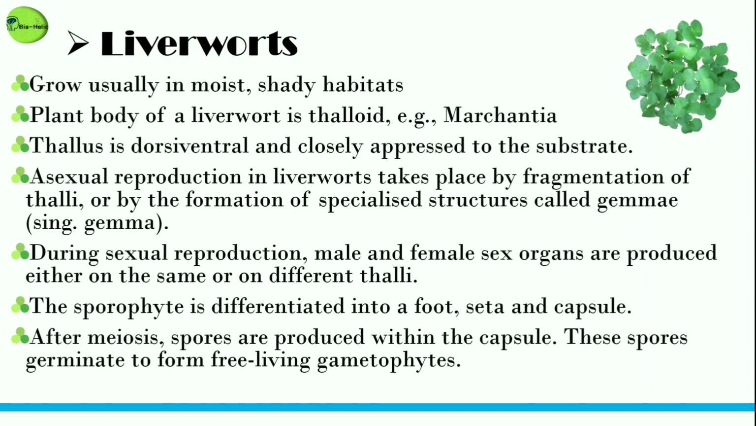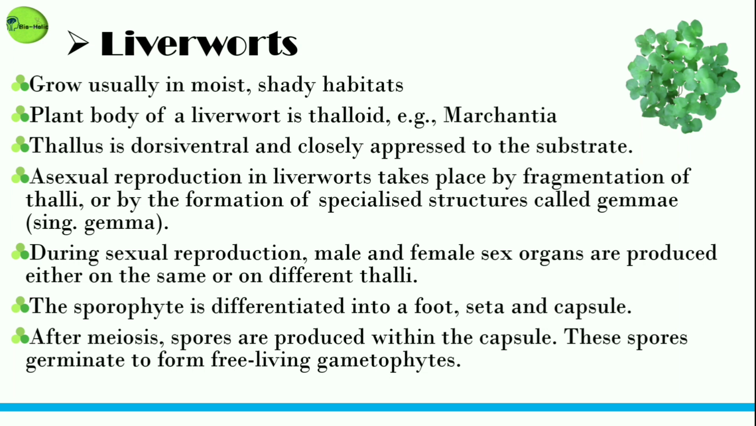So at first, the liverworts. The liverworts grow usually in moist or shady habitats like the banks of streams or marshy ground. Now the plant body of the liverwort is thalloid. The thallus is dorsoventral and closely appressed to the substrate. Asexual reproduction in liverworts takes place by fragmentation of the thalli or by the formation of specialized structures known as gemmae. The gemmae are green multicellular asexual buds which develop in small receptacles known as gemma cups located on the thalli. The gemmae become detached from the parent body and germinate to form new individuals.